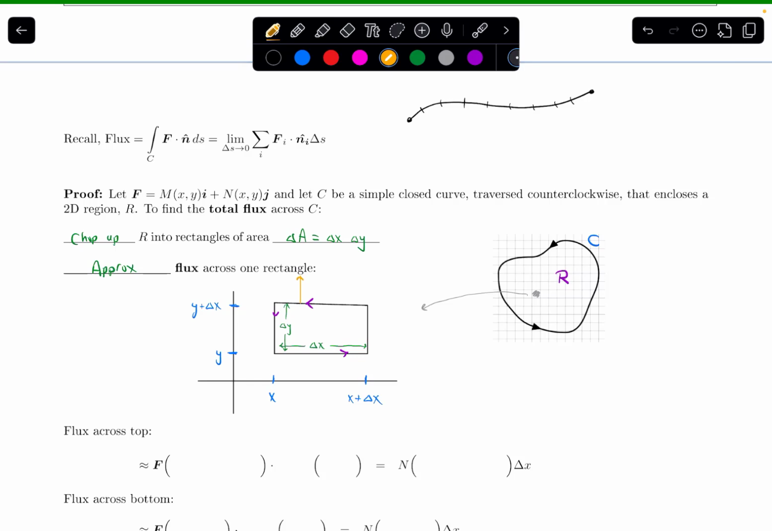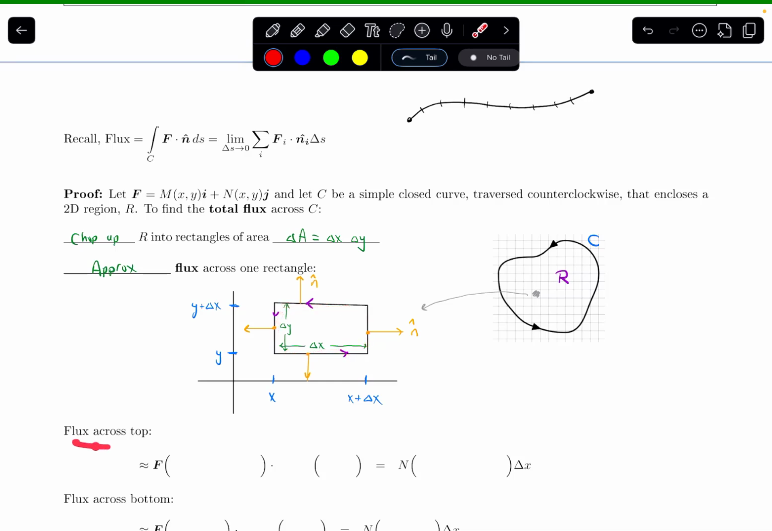Normal vector to the top is straight up. Normal vector on the left is straight to the left. Normal vector for the part on the bottom is straight down. And the normal vector to this point on the right is straight to the right. Okay, so these are all the normal vectors that I've drawn in. What I want to do now is find the flux across each of these sides.